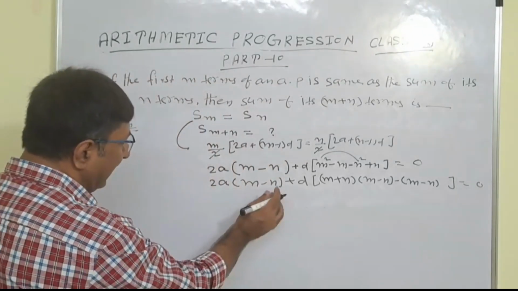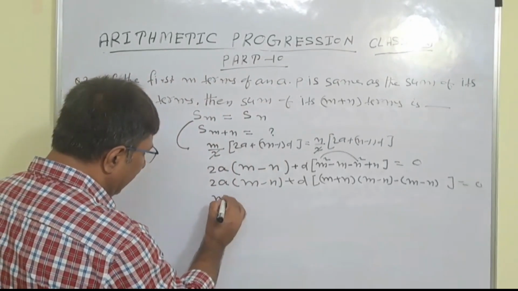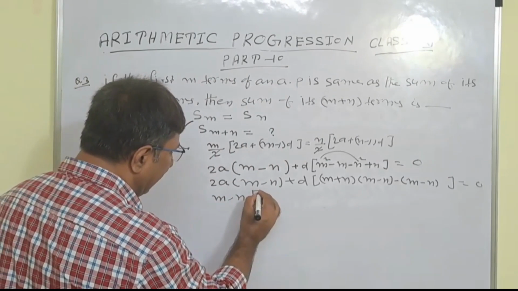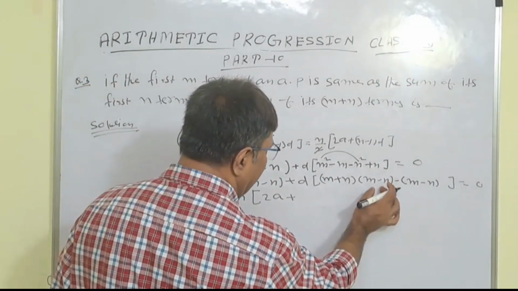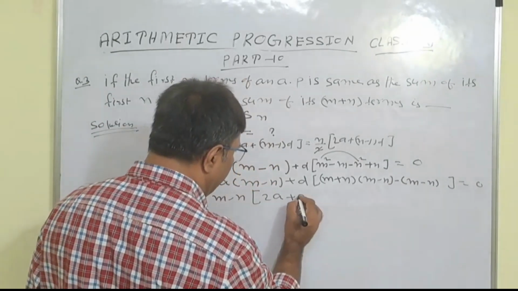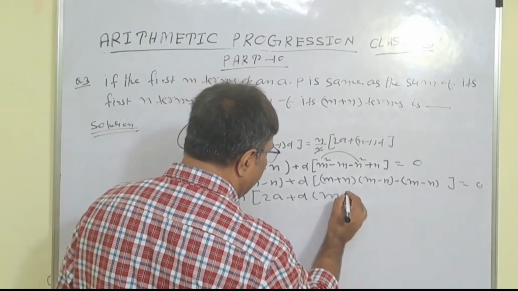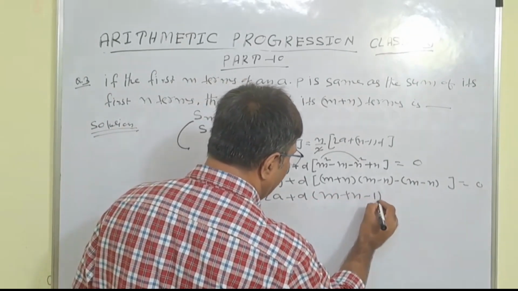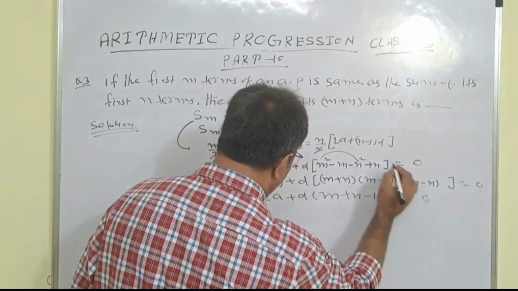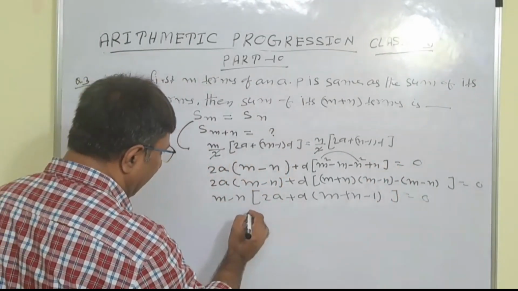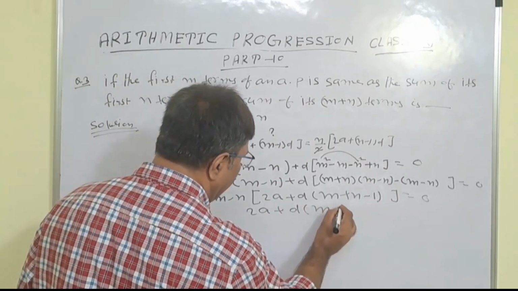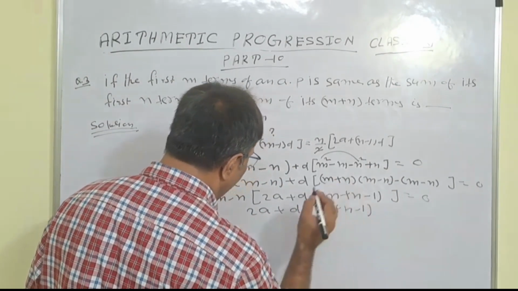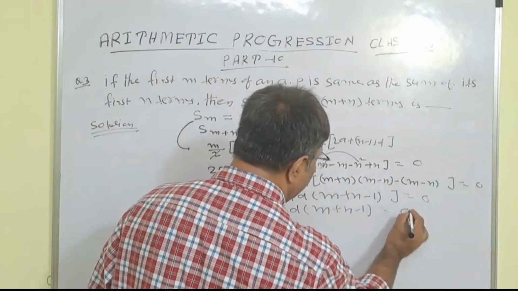Now you see, we can take m minus n common. So this is m minus n into 2a, and here m minus n common, so this is d into m plus n minus 1. And this equals 0. So we can write 2a plus d into m plus n minus 1 equals 0.